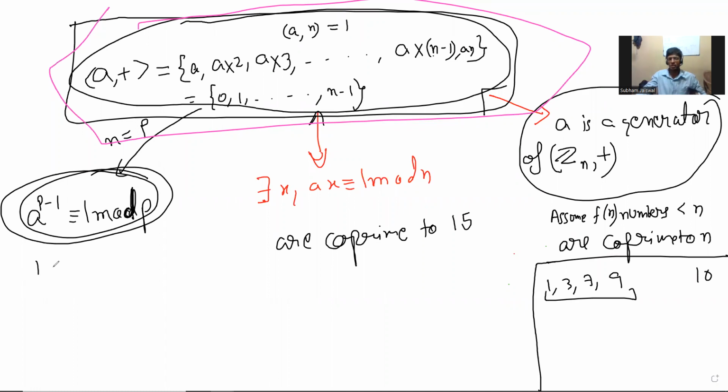You can start with 1 and what are the other things? 2, 4, 7, 8, 11, 13, 14. For 15, it is these many numbers. And these are the numbers.